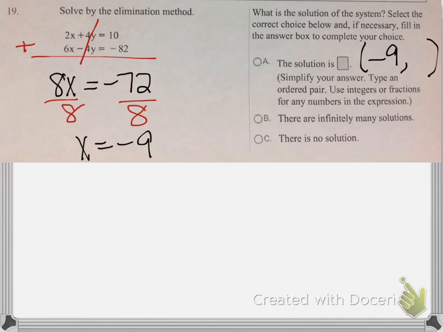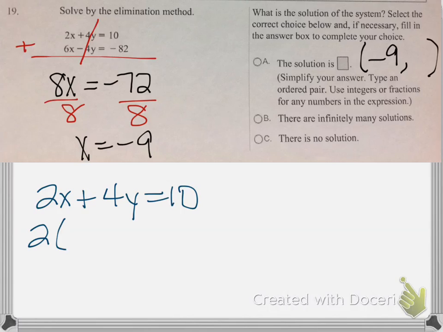Now again, because we're dealing with a system, that's only half of our answer. So to find the other half, pick one of your equations. Doesn't matter which one. I'm just going to pick the top one, because it's smaller numbers. That's my only reason for doing that. So I'll write that original equation: 2x plus 4y equals 10. I'm going to replace my x with negative 9, and I'm going to solve.